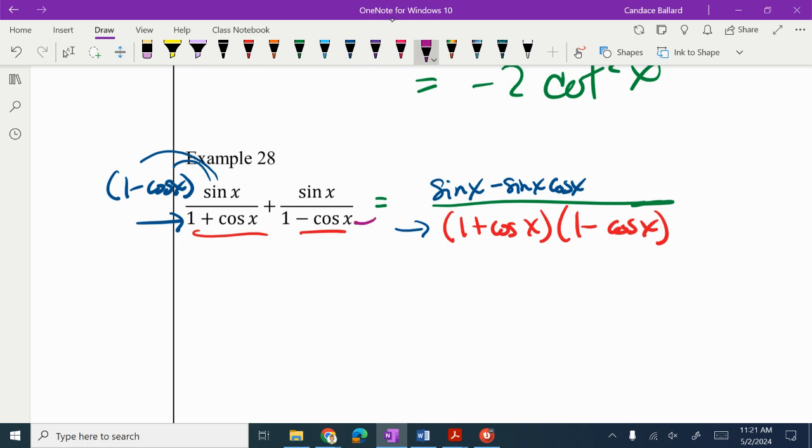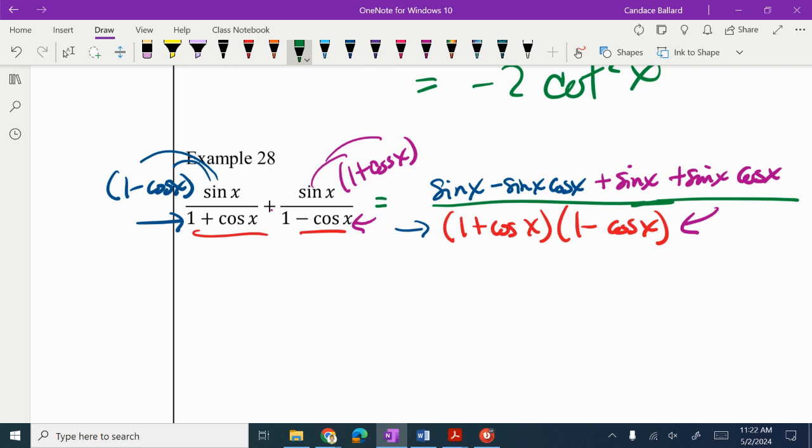Okay, I'm now comparing this denominator to this denominator. What's missing? Yep, 1 plus cosine x. All right, this time there's a plus sign in between, so I just am distributing a positive. So plus sine x, and then plus sine x cosine x. All right.